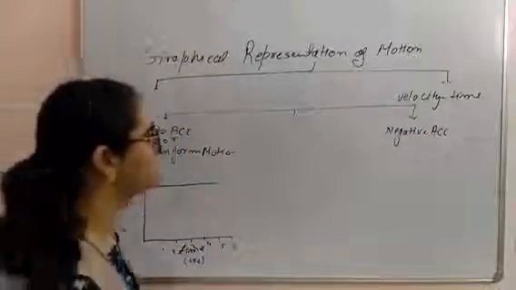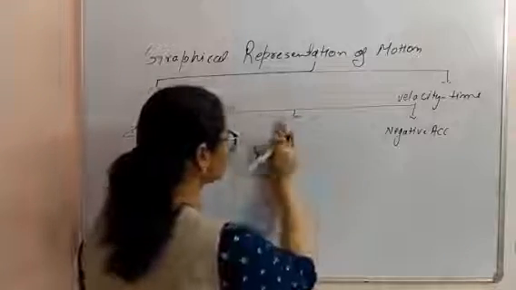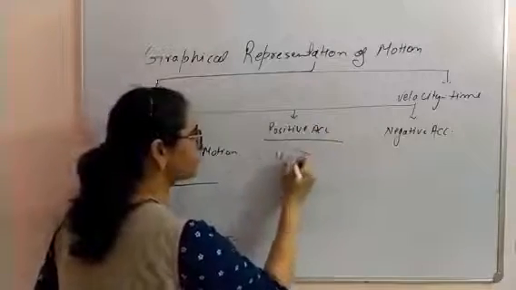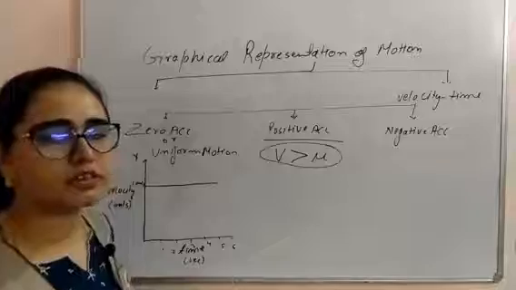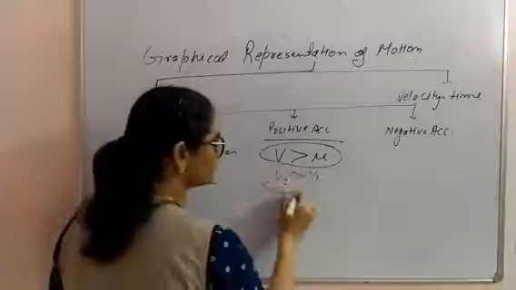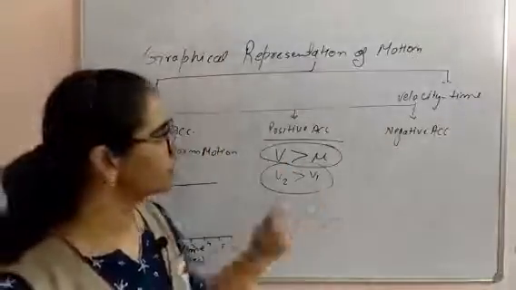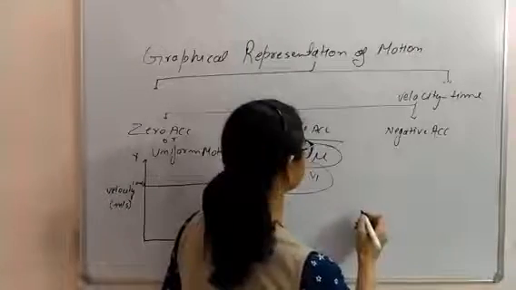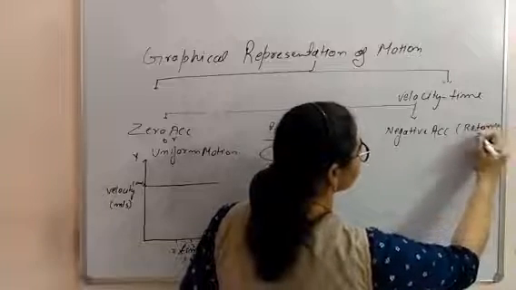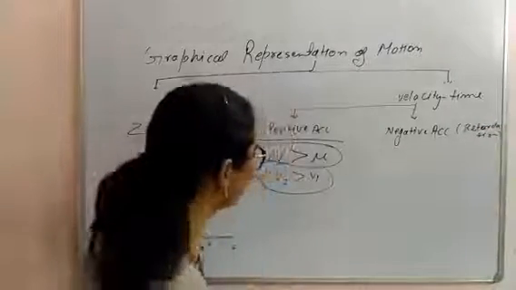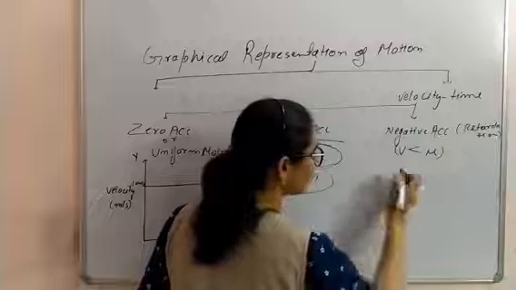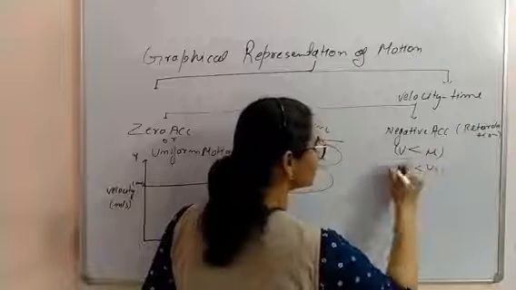So when we are talking about negative acceleration, what was happening in positive acceleration? The final velocity was greater than initial velocity, or we can say V2 was greater than V1, which we are taking from the graph. Now what is happening in negative acceleration? We also call it retardation. In this one, the final velocity is less than initial velocity, or we can say V2 is less than V1 from the graph.